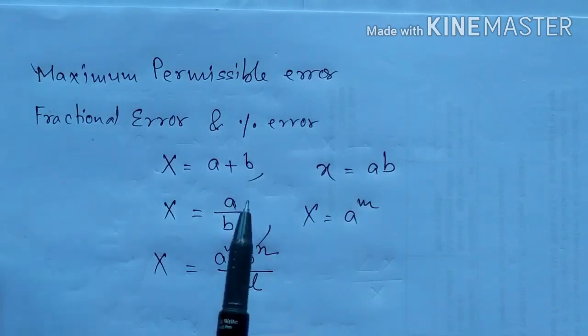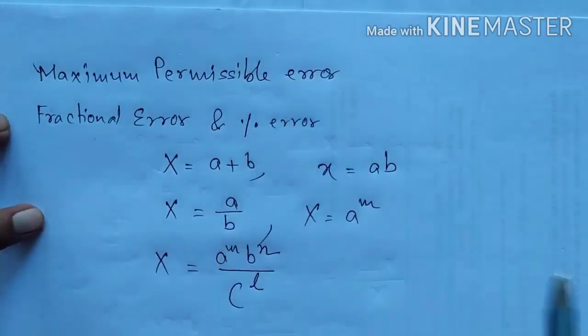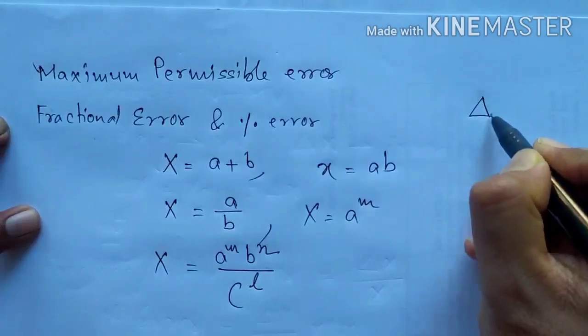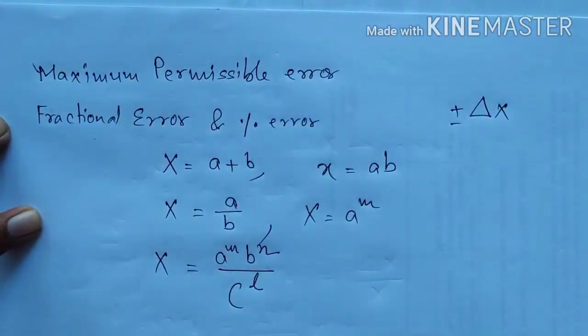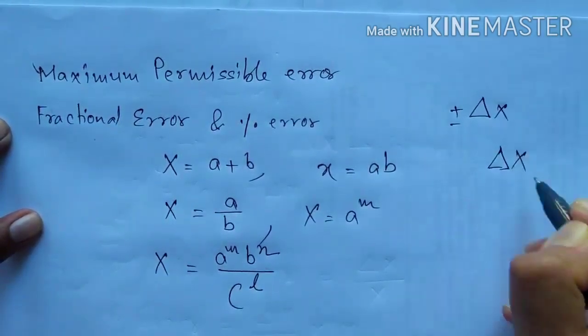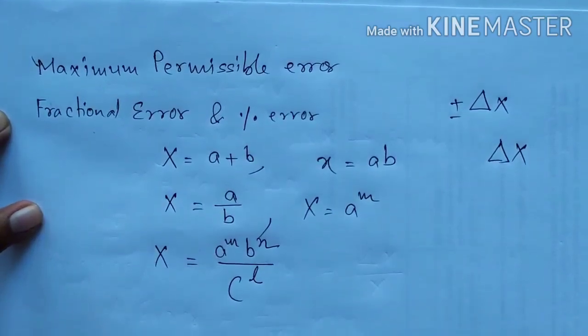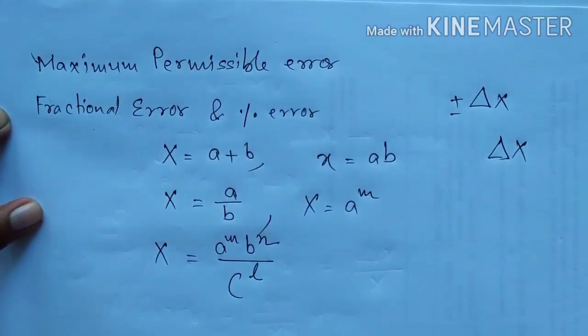Now what is maximum permissible error? Normally we talk about error delta X. We know it can be positive, it can be negative. But maximum permissible error means maximum amount of error, that is often delta X. So maximum permissible error means maximum amount of error that is permissible, that is allowed. So this is nothing but maximum permissible error.